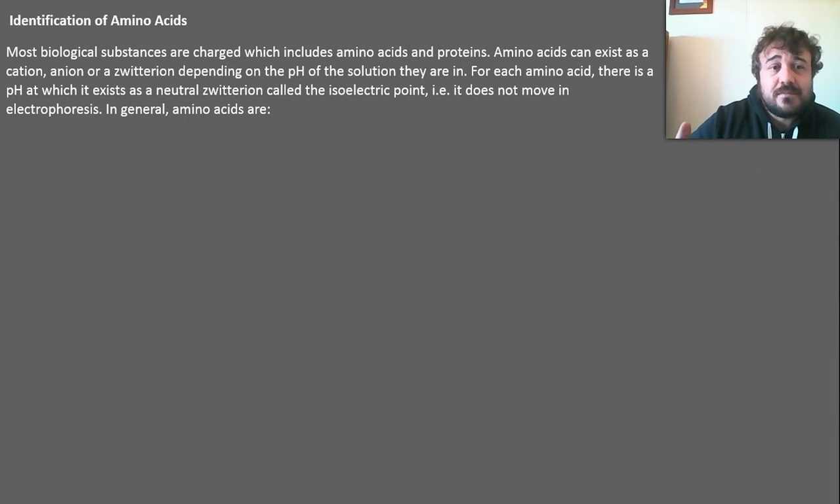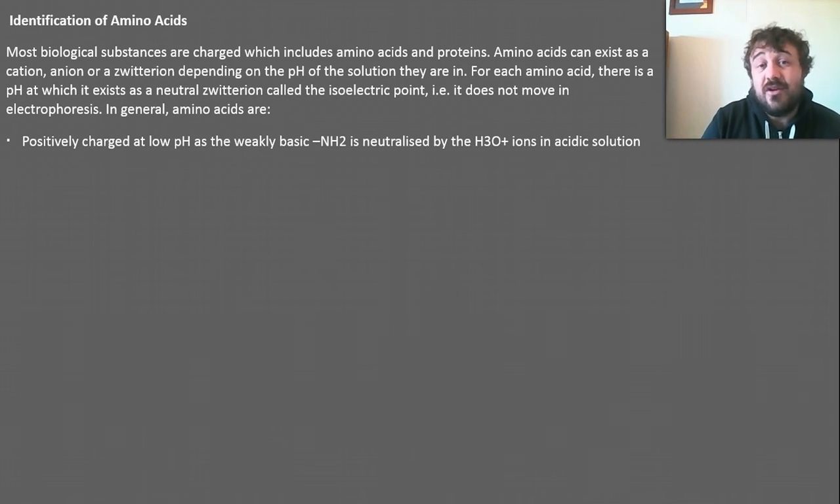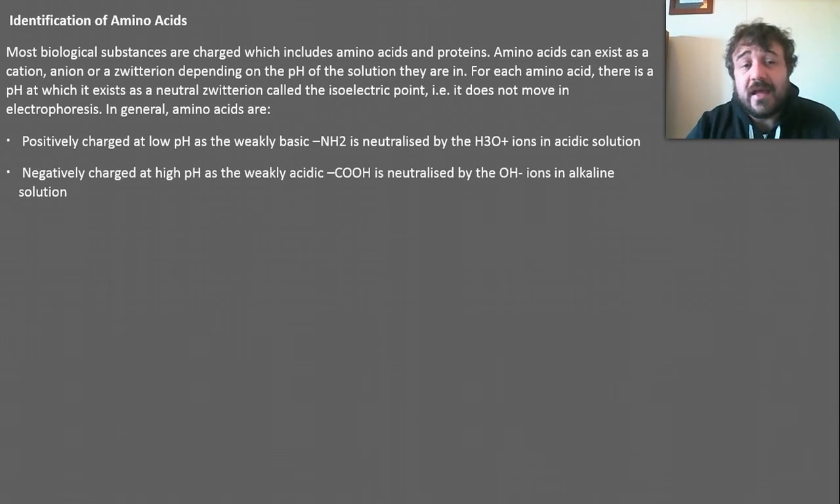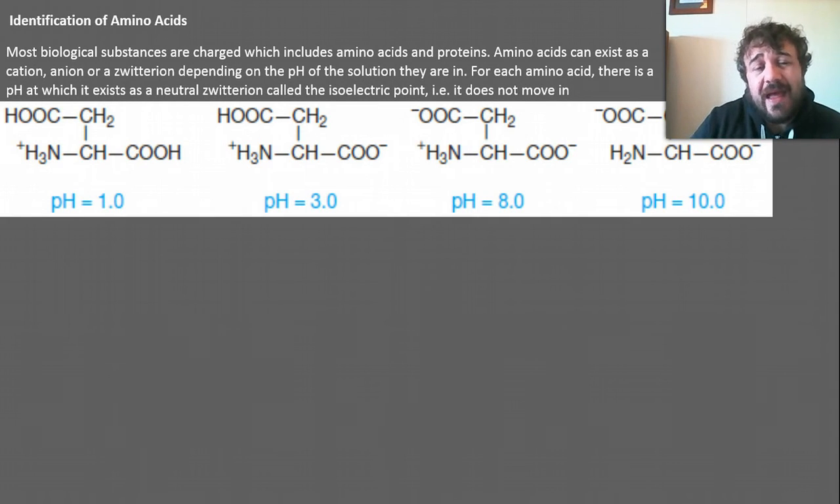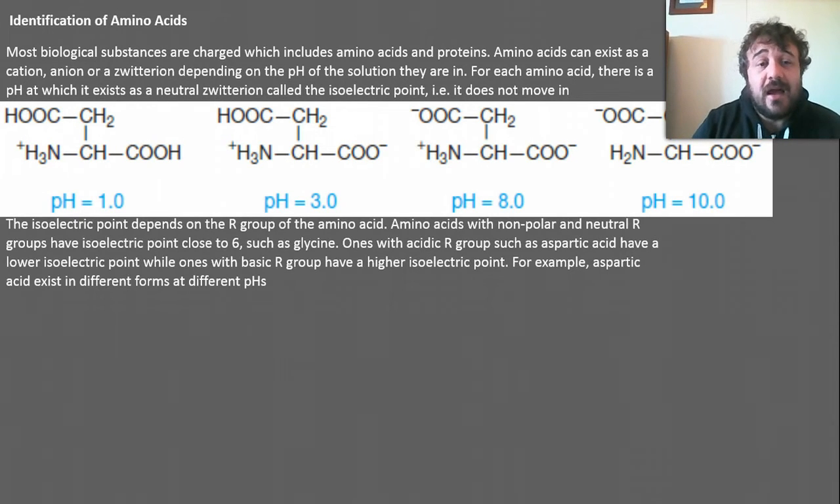Basically, every single amino acid has what we call an isoelectric point. So the pH at which it is neutral. Generally, amino acids tend to be positively charged at a low pH, and they tend to be negatively charged at a high pH. But each amino acid has its own isoelectric point that is individual. And this is essentially dependent upon the R chain.